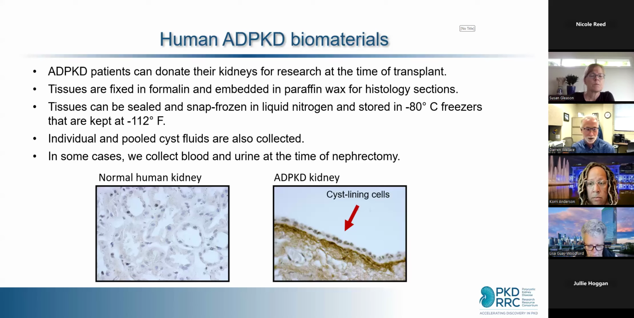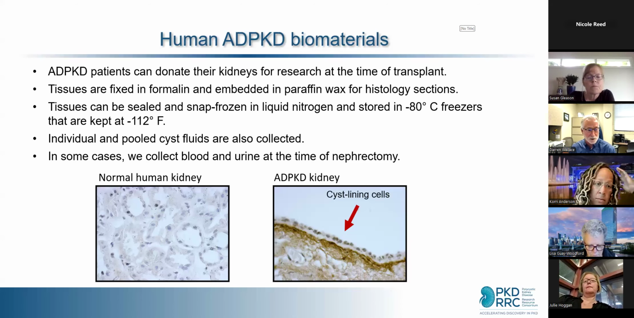And down below here, I've shown what these sections might look like from a normal human kidney and from a kidney from a PKD patient. And you can see over on the left these tubule structures. Is my pointer working here? Okay. So these are the tubules that filter and reabsorb the fluid before it becomes urine. And then over on the right is a PKD kidney. And this space up here is all cyst fluid. This is the cyst epithelial cells that line the cyst.